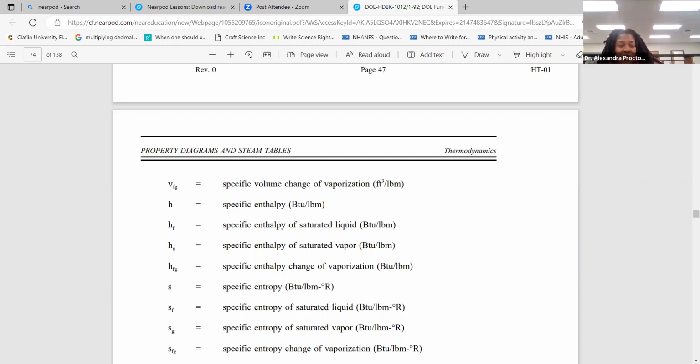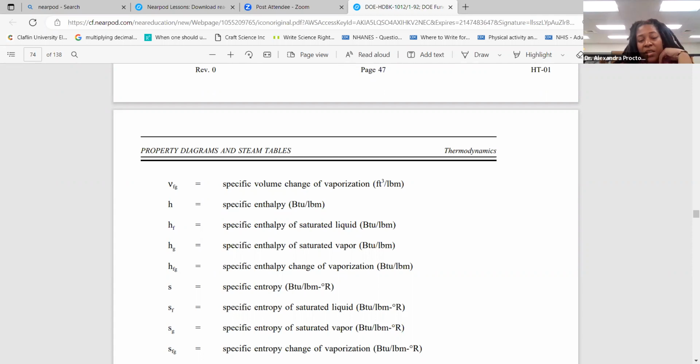H is specific enthalpy, that's BTU per pound mass. H sub F is specific enthalpy of a saturated liquid, and that's BTU per pound mass. H sub G is specific enthalpy of a saturated vapor, which is in BTU per pound mass. H sub FG is specific enthalpy change of vaporization, and that's BTU per pound mass.